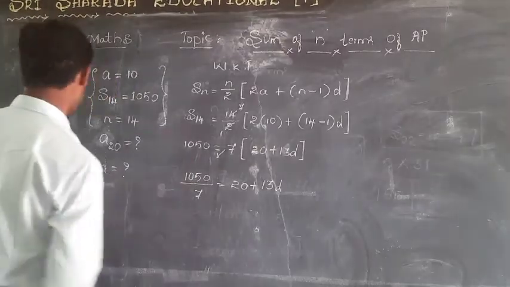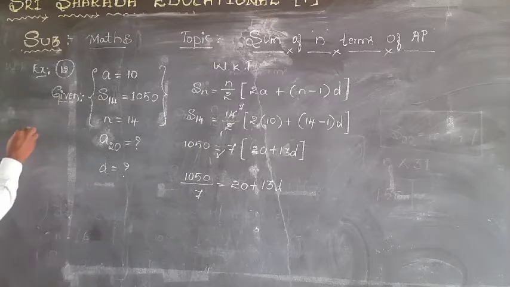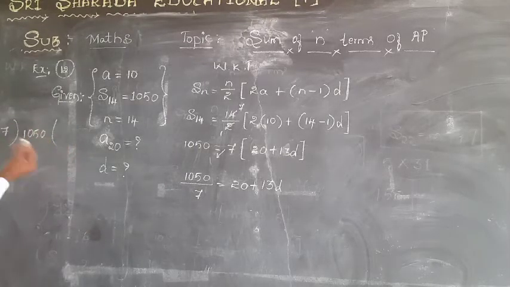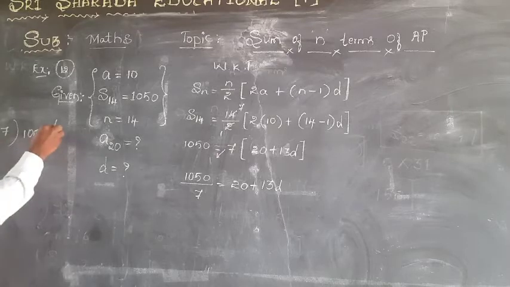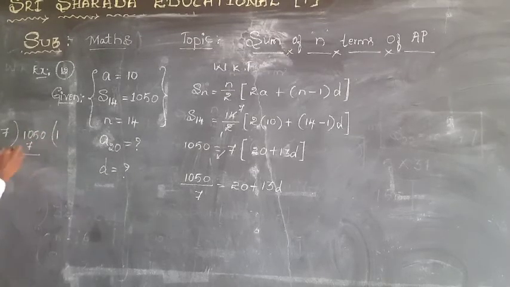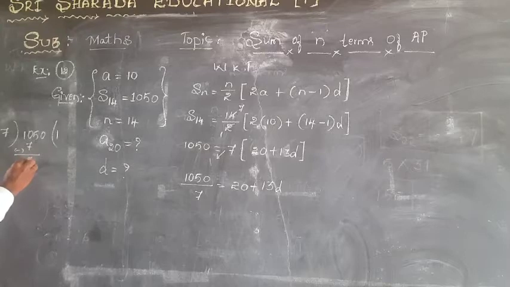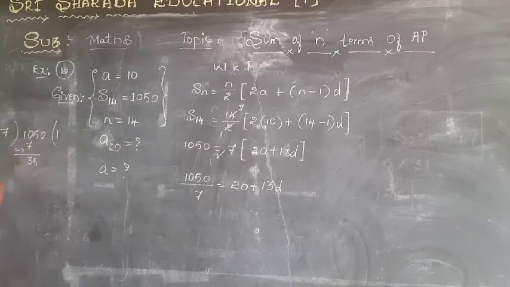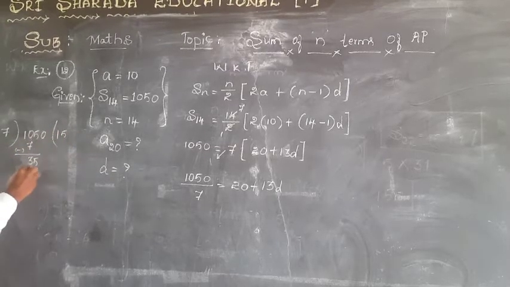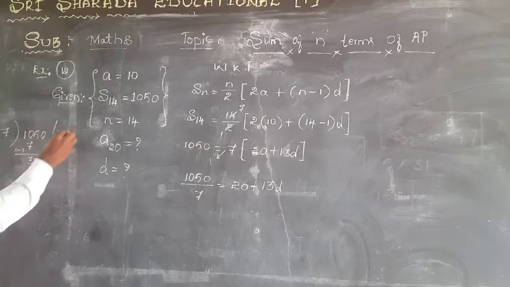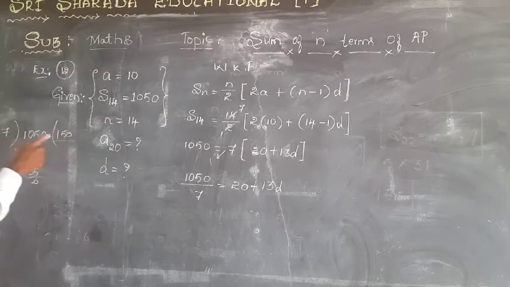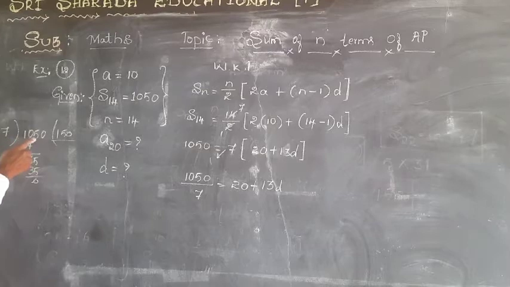With 7, divide 1050. Maybe it is possible or not, but let us see. 7 ones are 7, 10 minus 7 it is 3. 5 is there, 7 5s are 35. Is it right? So 0 is there, 0. It means 7 times 150 is 1050.